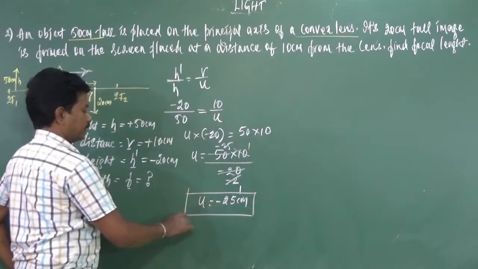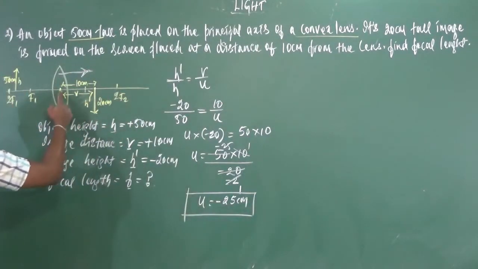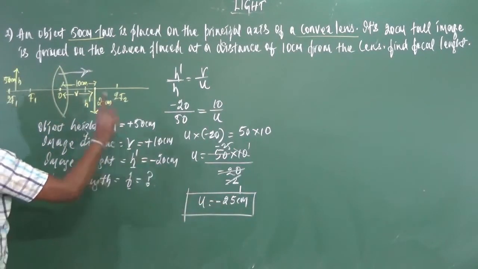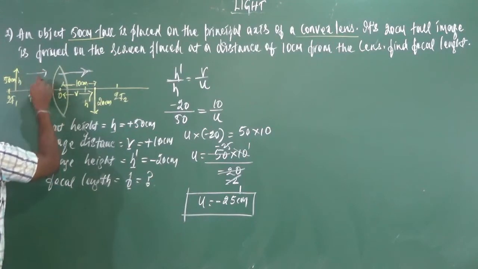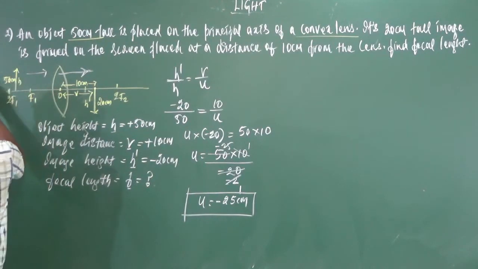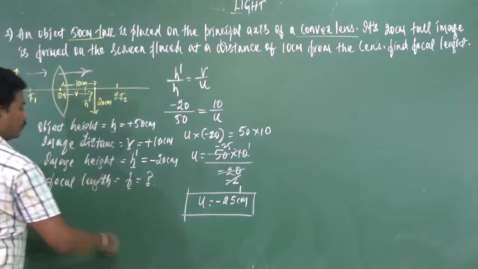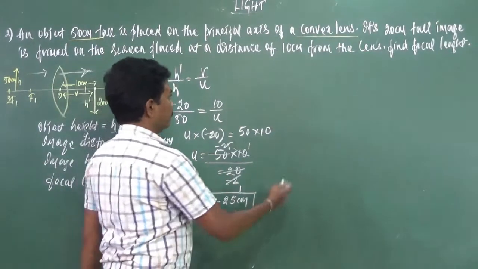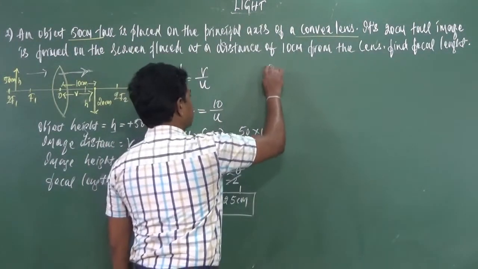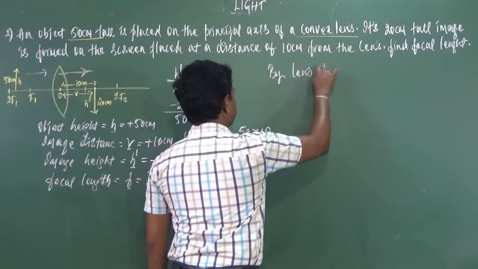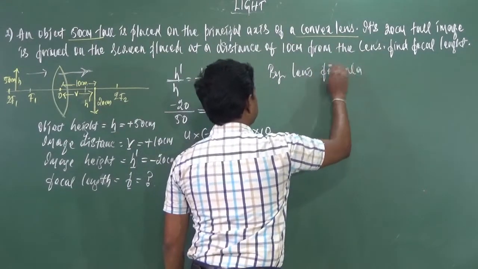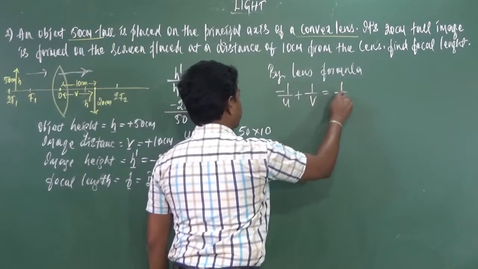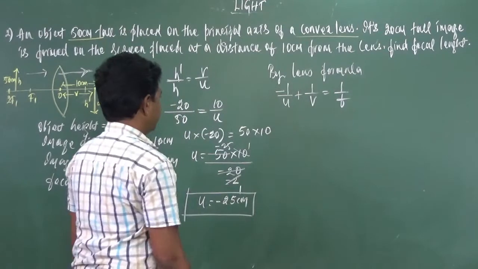So what is the distance of the object? Distance of the object from the lens is minus 25 centimeters. Why have we got minus? Because we are measuring the object, from here to here, against the direction of the incident light rays. Therefore we have got u as minus 25 centimeters. Next we will find out the focal length by using the lens formula. By the lens formula, minus 1 by u plus 1 by v is equal to 1 by f. So we will substitute the values.